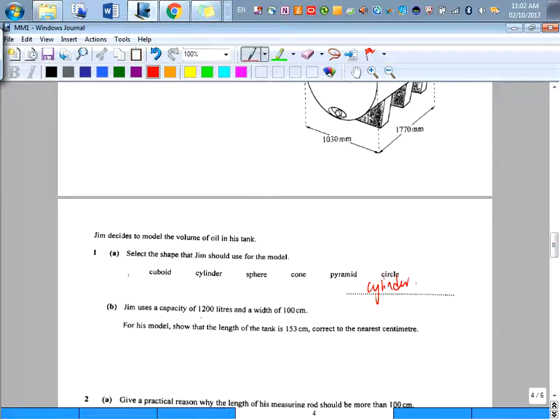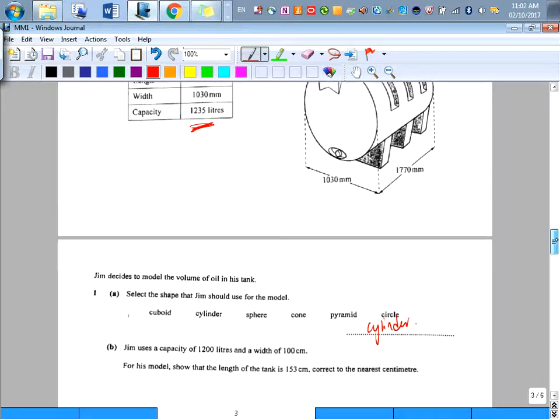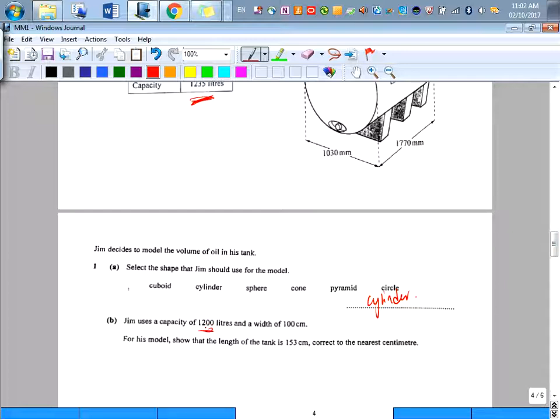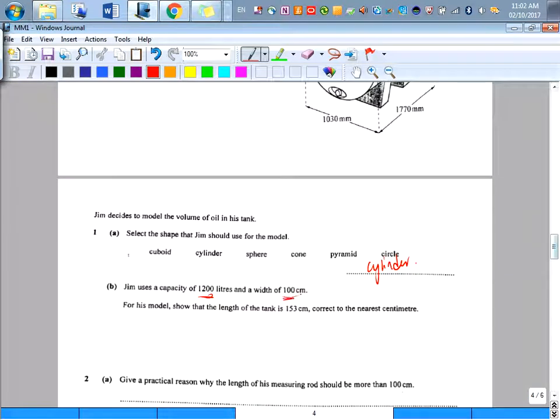And he uses a capacity of 1200 liters. Is that the actual fact? The capacity of the actual one is 1235 liters. But for his model, he just wants to simplify it. Okay? So instead of using 1235 liters, he uses 1200 liters. And instead of the width of 1030 millimeters, in his model, he is using a width of 100 cm only. Okay, so a model just simplifies the reality. It makes things easier for us, helps us to visualize, understand the concept, what we should be doing in order to get whatever calculations we need.